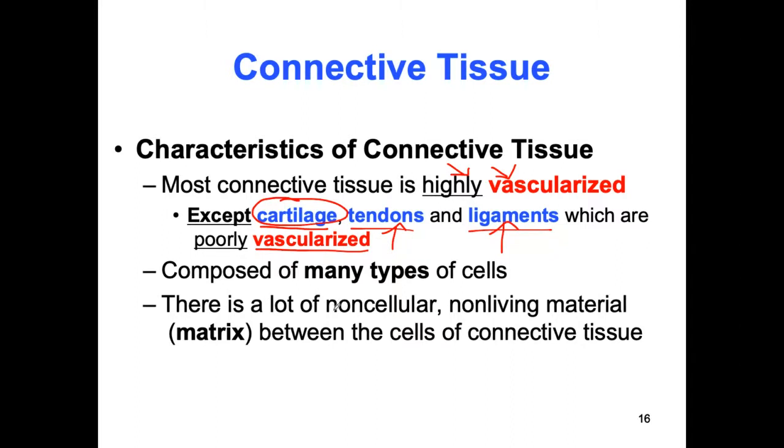So there's a lot of non-cellular, non-living material between the cells of connective tissue, and again, that's referred to as matrix or extracellular matrix, but they're non-cellular components. That's the key there.